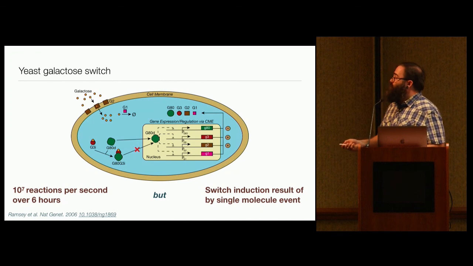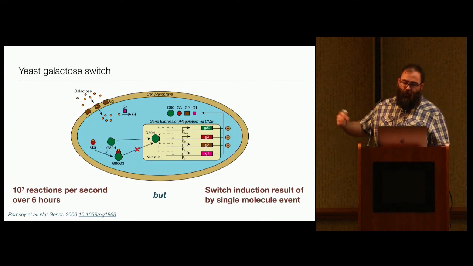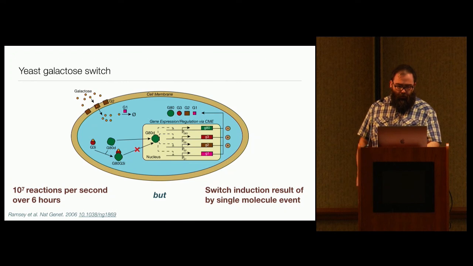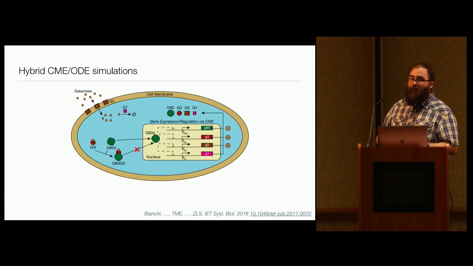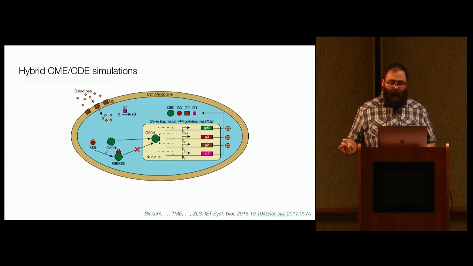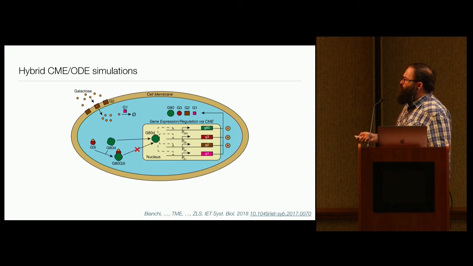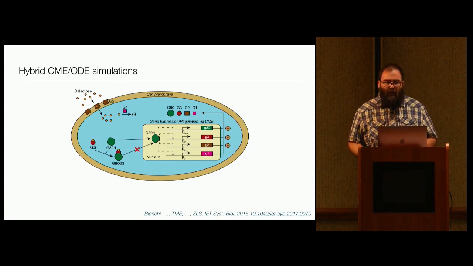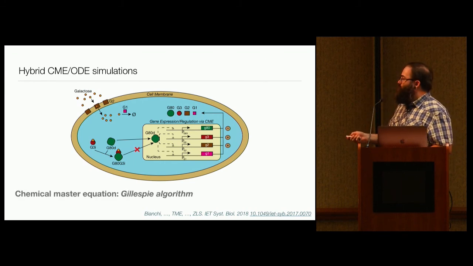The induction of the switch is a single molecule event. It's the debinding of the repressor from the DNA. So we have to treat both ends. The technique that we use is just a simple split of the system into a deterministic and a stochastic regime. For the stochastic regime, we treat all of the protein species, the majority of the reactions in the system, using the chemical master equation. Specifically, we model them with the Gillespie algorithm.